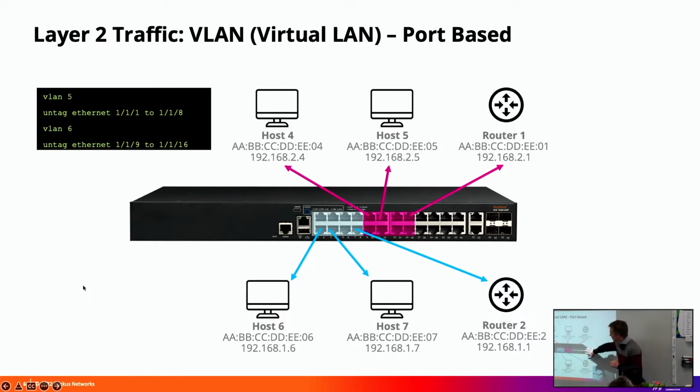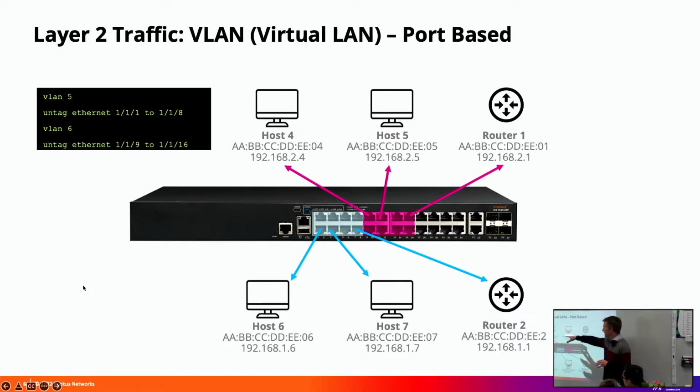So on a Ruckus switch, you can set up VLANs by just running a couple of commands. Here's an example. All we do on the switch is type VLAN 5. This would create VLAN 5. And then we say untagged Ethernet port 1 to 8. We'll talk about port assignments later, but what we're saying is that port 1 through to port 8 are members of VLAN 5. Very easy.